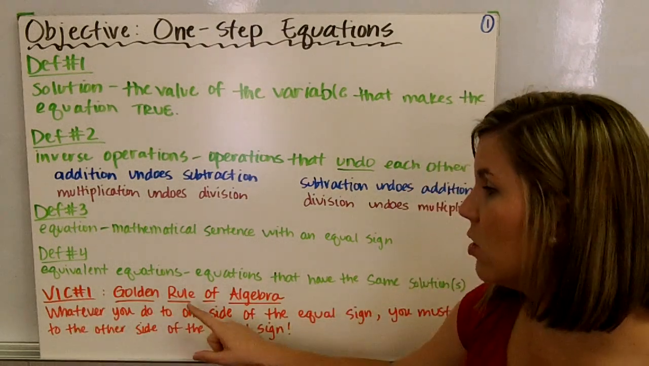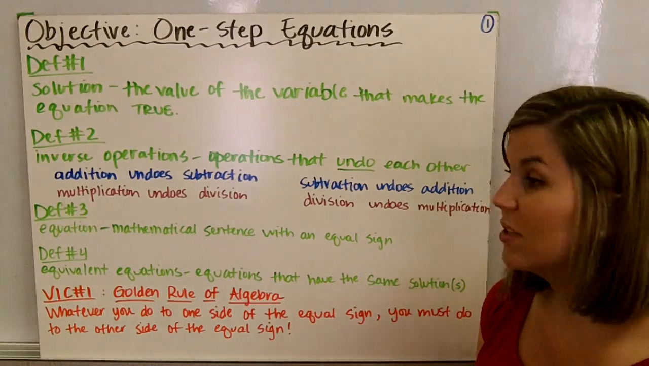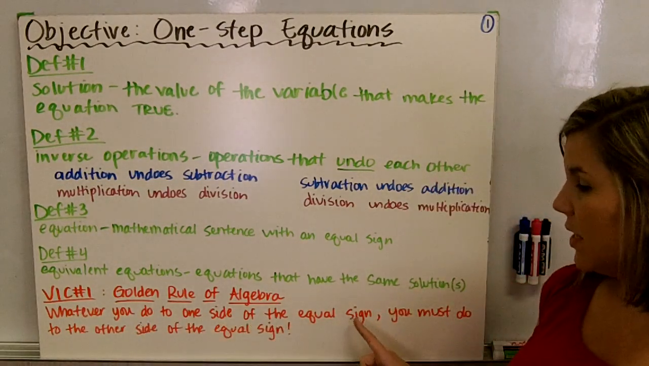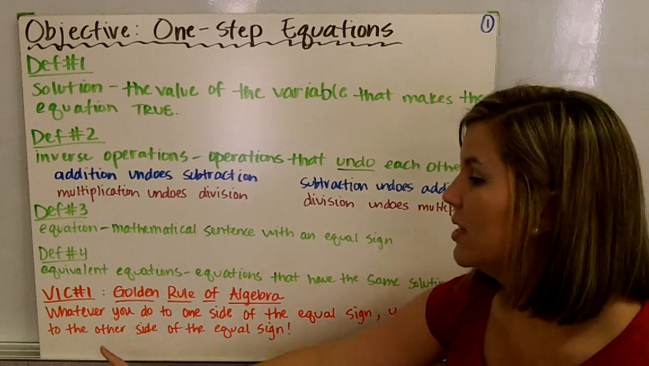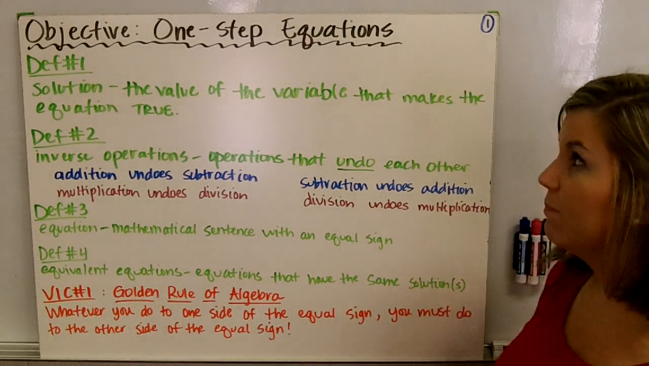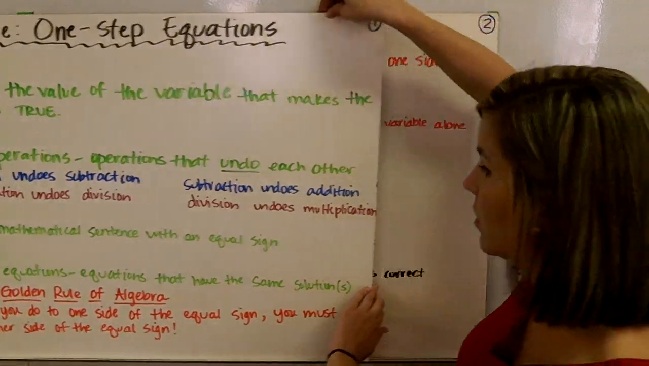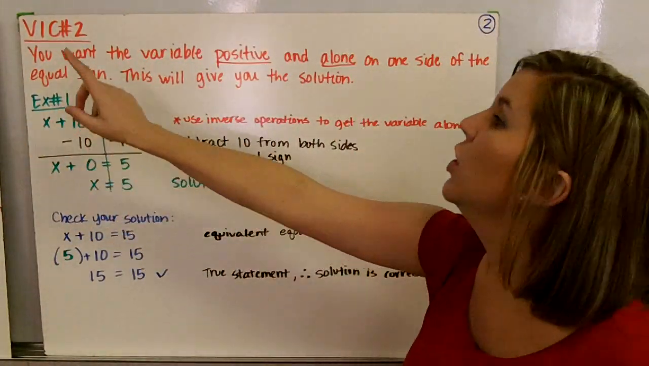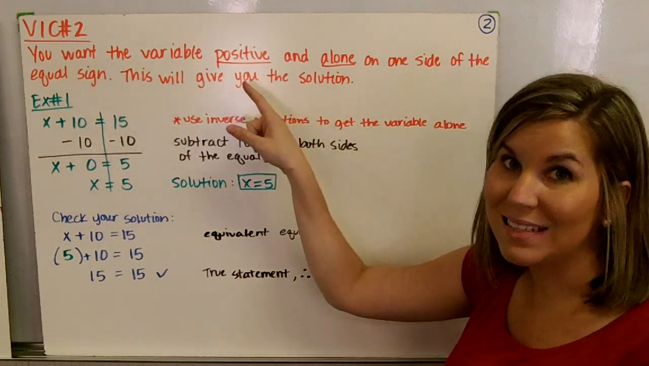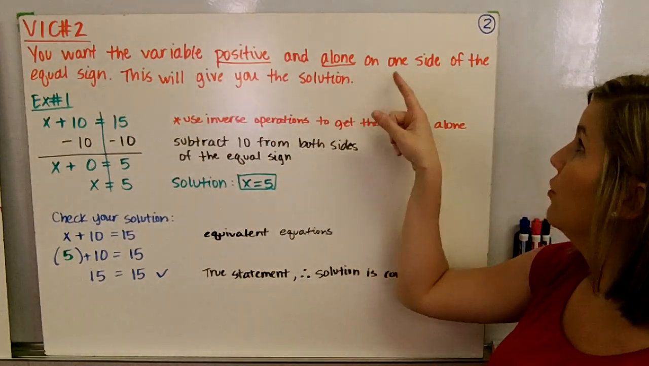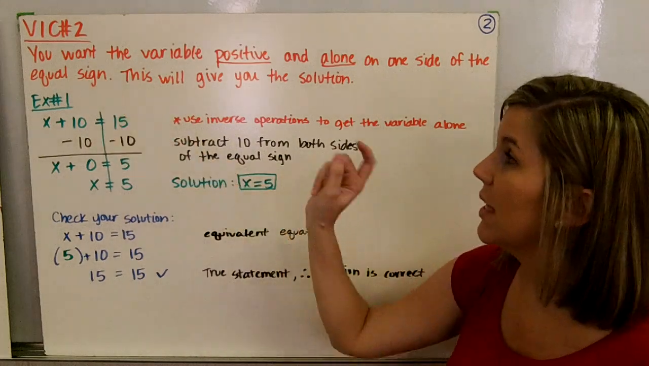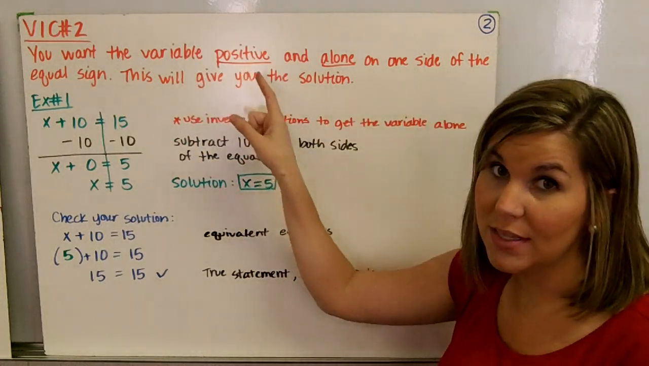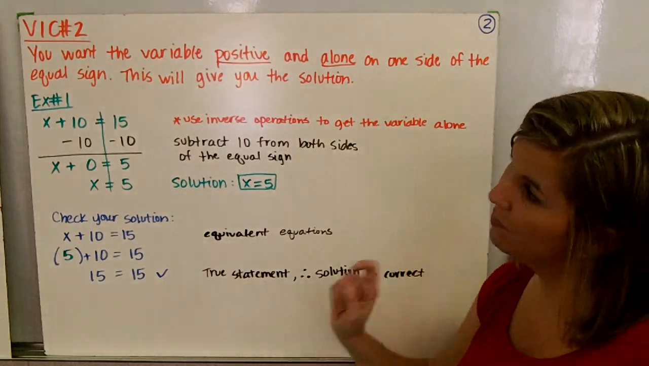Big number one is the golden rule of algebra. So you'll hear me say this tons and tons of times. Whatever you do to one side of the equal sign, you must do to the other side of the equal sign. Big number two. You want the variable positive and alone on one side of the equal sign. This will give you the solution. So the variable has to be positive and it has to be by itself.